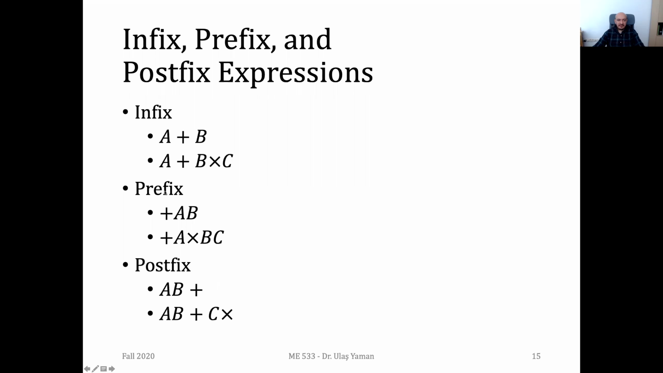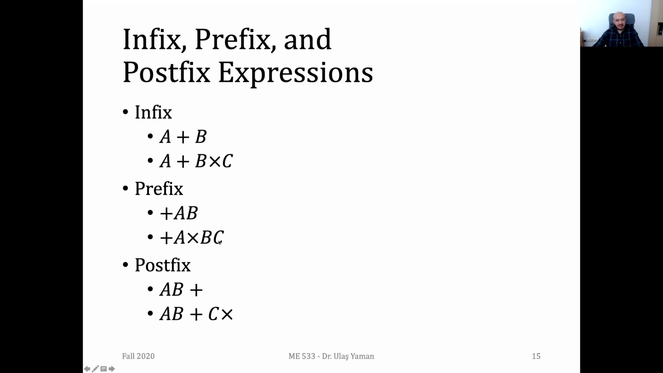But let's have a look at the prefix expression. As the name implies, you need to put the operator before the operands. A and B are the operands, and my operator is a plus sign. So I put plus first and then the operands. But the mathematical meaning of this expression and the first one in the infix version is the same. We are simply summing the two operands A and B.